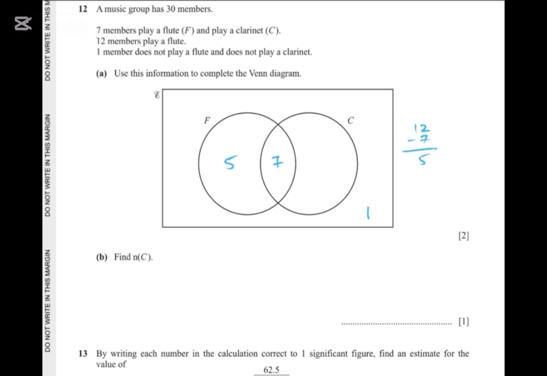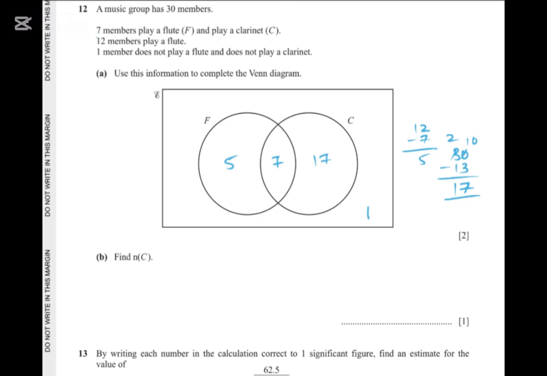Now we need to fill the only-clarinet part. For that, we add the three numbers, 5 plus 7 plus 1, that is 13, and subtract from 30. 30 minus 13 is 17. So 17 are the members who play only clarinet. Question A is done.